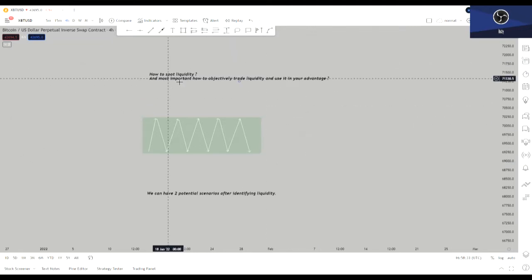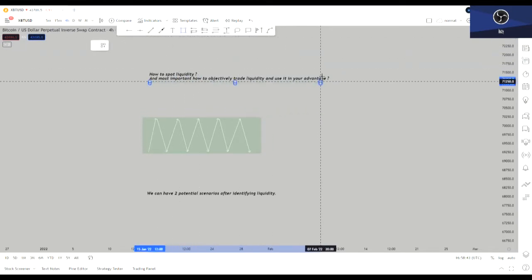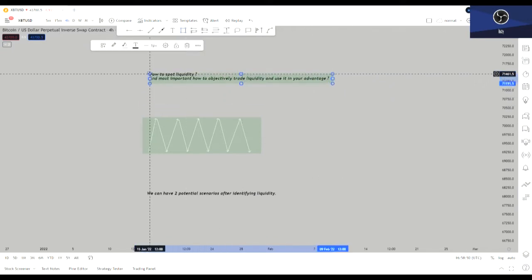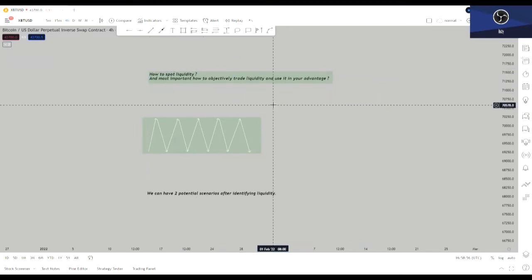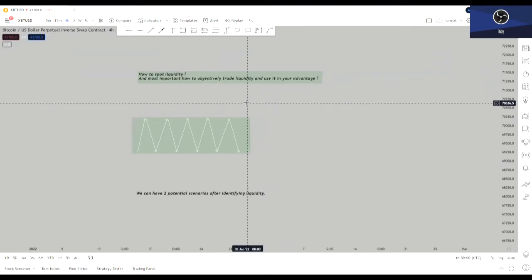Okay, so how to spot liquidity. First, what is liquidity? And most important, like it says here, how to objectively trade liquidity and how to use this concept to our advantage. This can be very hard somehow, but we will try to make it a bit more simple here for you guys.